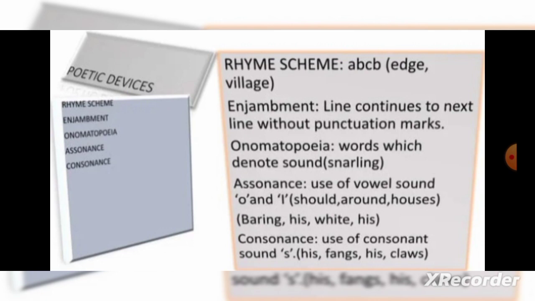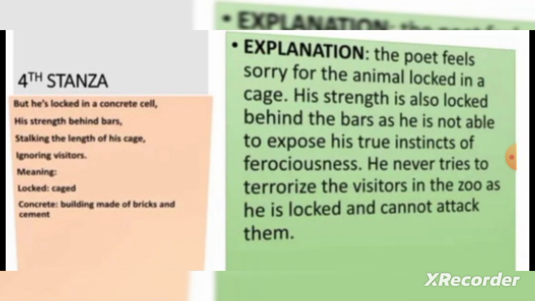So where we find O: should, around, in houses, and the sound of I we found in bearing, his, white, his. Next is consonance. Here we find the use of consonant sound S: his, fangs, his, claws. So all the words given in the bracket are ending with S. So that's why consonance has been used here. Next is the fourth stanza.